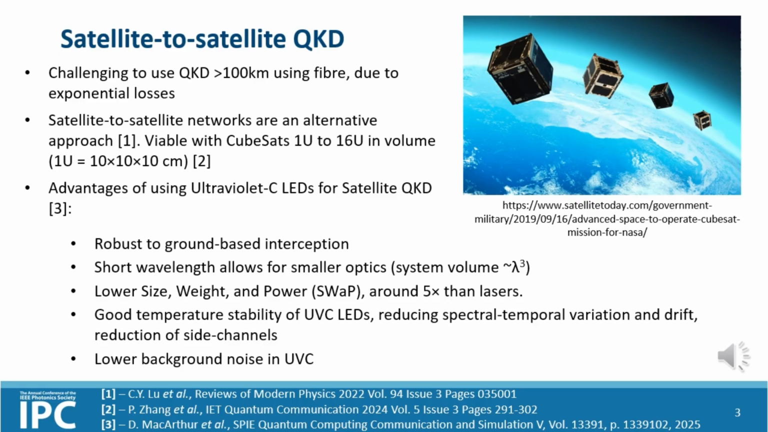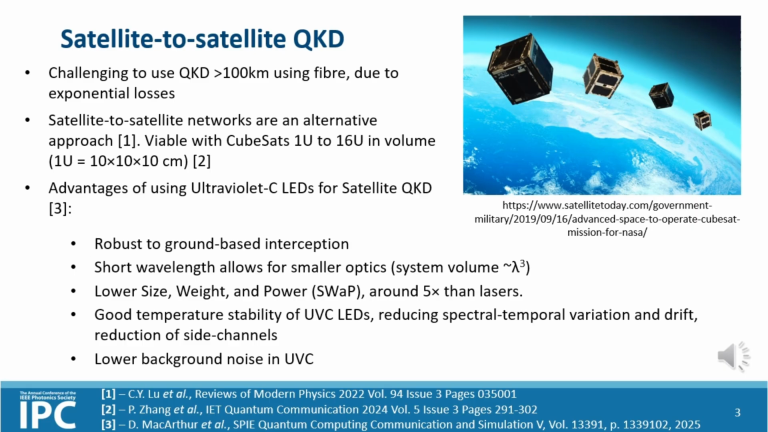So the use of ultraviolet light to transmit the information is particularly appealing for several reasons. The ultraviolet C part of the spectrum, around 200 to 280 nanometers, is solar blind, meaning it's robust against ground-based interception because the light can't reach the Earth's surface. The shorter wavelength allows for smaller optics to be used, which is particularly important on CubeSats where size, weight and power is very limited. Similarly, using LEDs instead of lasers can further reduce the SWaP requirements.